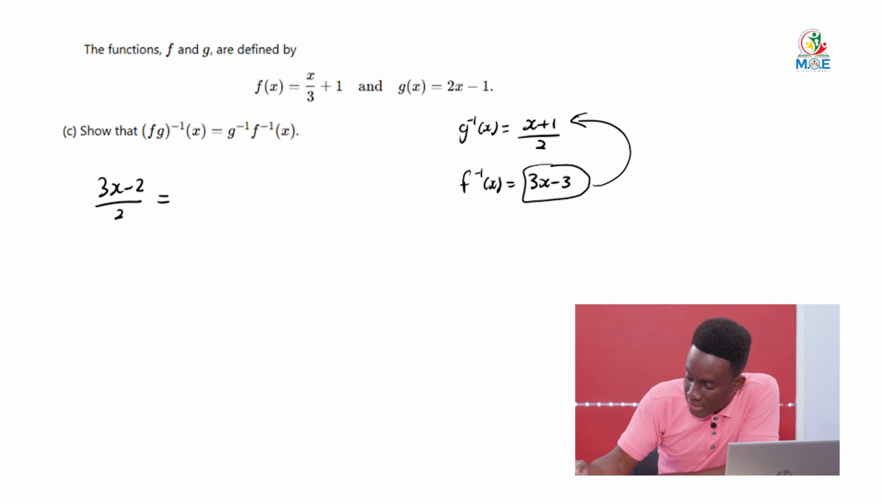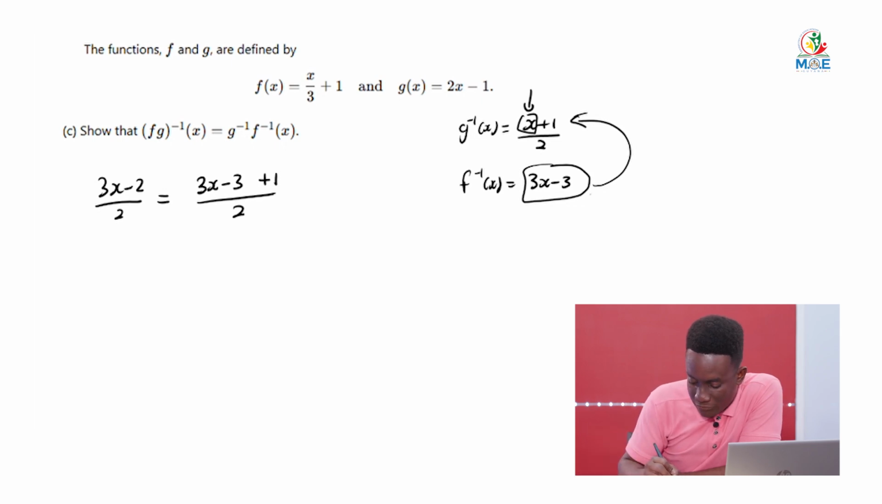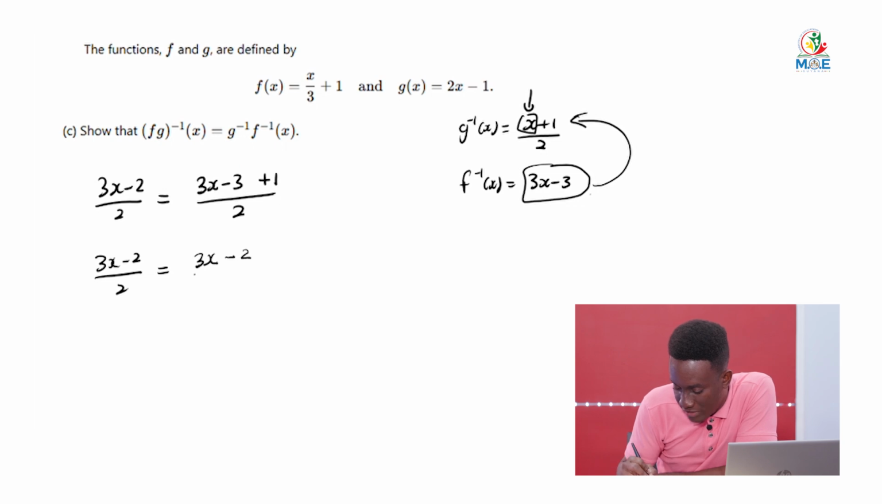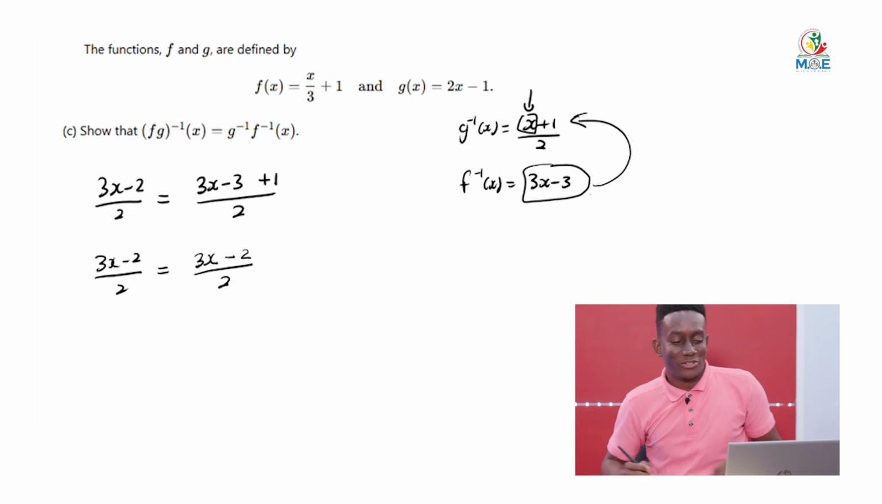So instead of x plus 1, we'll replace it with 3x minus 3. And then we put back the plus 1, all divided by 2. We're basically putting this inside of this, we're replacing x with it. So we simplify this here: we have negative 3 plus 1, that will become minus 2. So we'll have (3x minus 2) all divided by 2. So we see this side is equal to this side, so we are 100% correct.